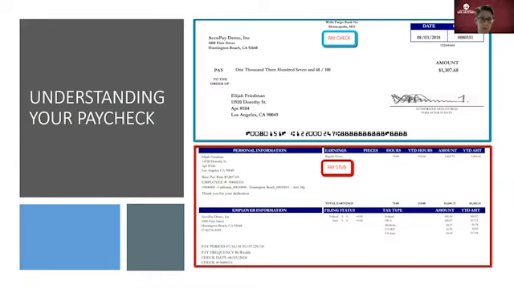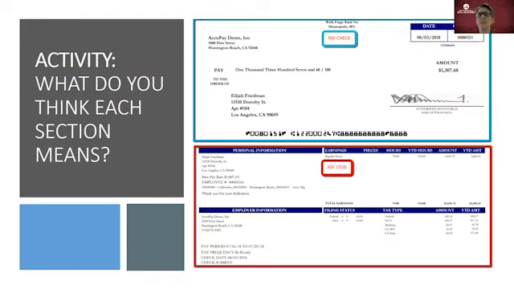It'll have all the personal information, employer information, which is A&M San Antonio, and then you have all of the deductions there on the bottom right. So what do you think every section means? I mean, if I was there actually talking to you, I would ask you, what do you think every section means? But I'm just going to tell you what every section means.